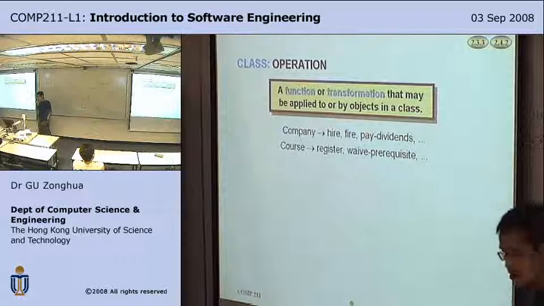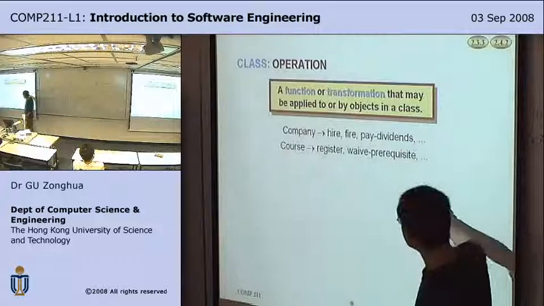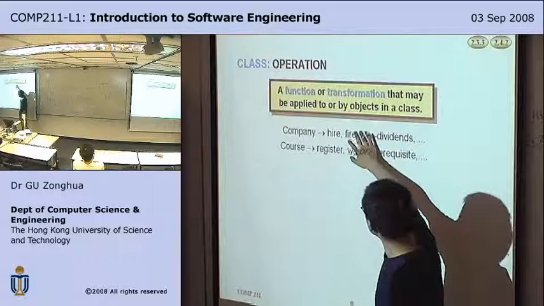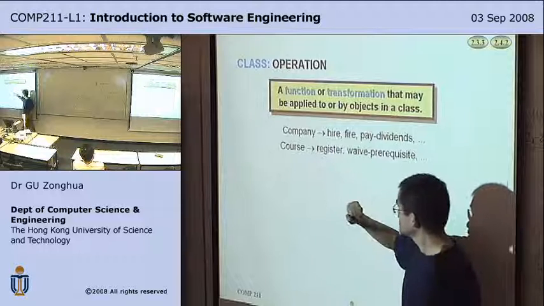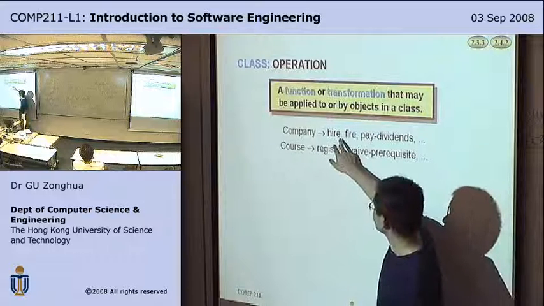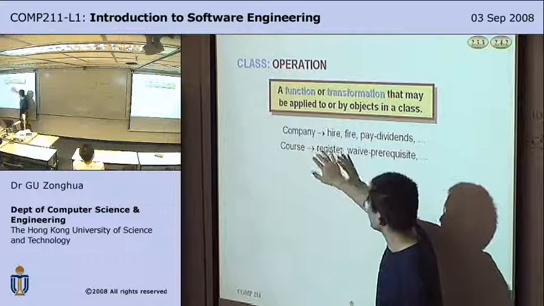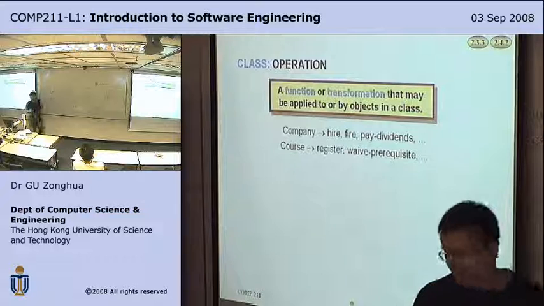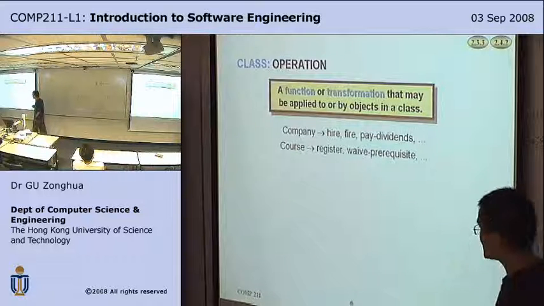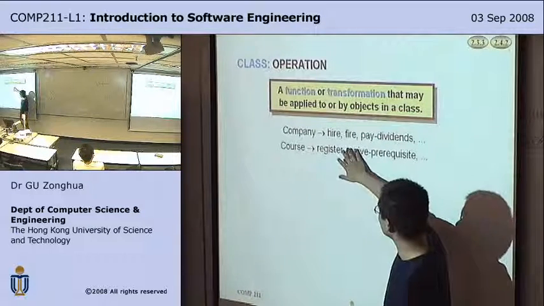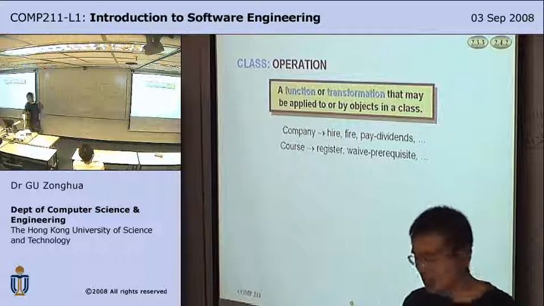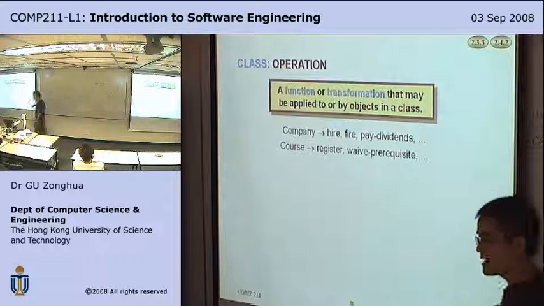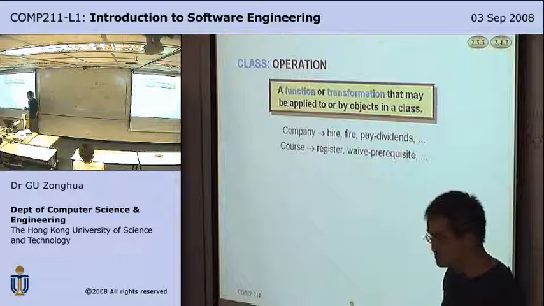So notice that the operation could be applied to or by objects. Register is applied to a course, while hire is applied by a company to an employee. So it's a design decision as to whether you want to put the hire and fire operations in the company or in the employee class. Both are okay, but their usage is different.